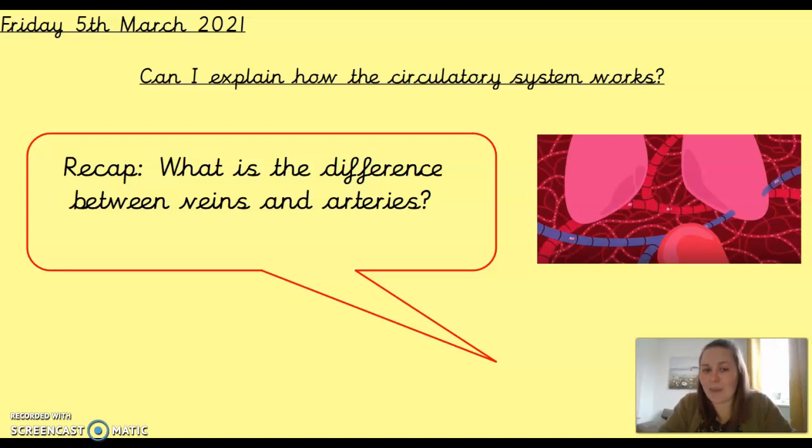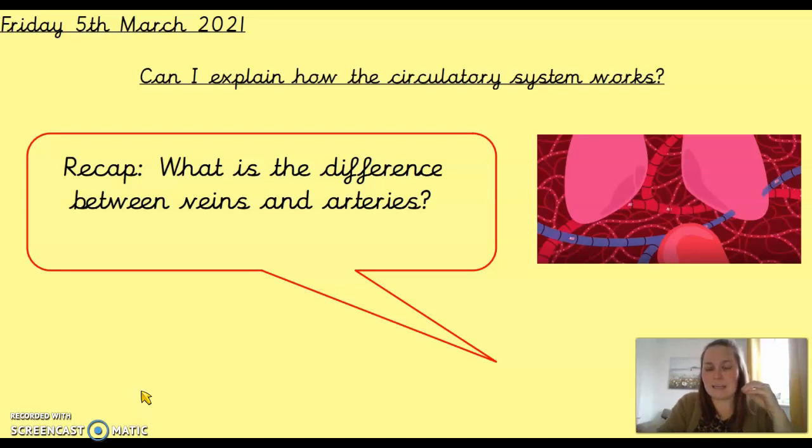So a quick recap. Can you remember the difference between veins and arteries? Both are blood vessels, but can you pause and write down the difference between veins and arteries? Okay, so if you remember, one takes the blood away from the heart that's got oxygen in it and delivers the oxygen to the rest of your body, and one brings the blood without oxygen back into the heart for the whole thing to start again. Can you remember which one's which?